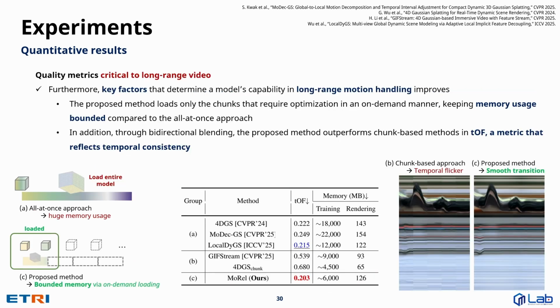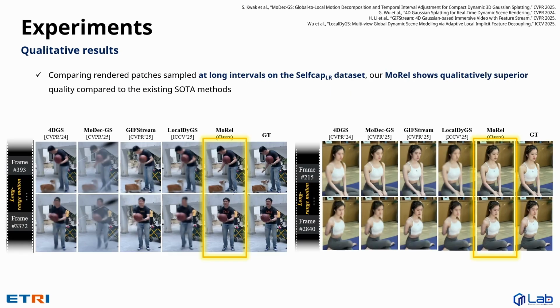We further analyze metrics that are particularly important for long-range videos. As shown here, MoRel keeps memory usage bounded through on-demand loading, unlike all-at-once methods. At the same time, it achieves the best TOF, indicating stronger temporal consistency than chunk-based methods. We also compare qualitative results on frames sampled at long intervals in SelfCap-LR. Compared with previous methods, MoRel produces sharper details and more stable appearances over time. These results show that our method preserves both visual fidelity and temporal consistency in long-range scenes.